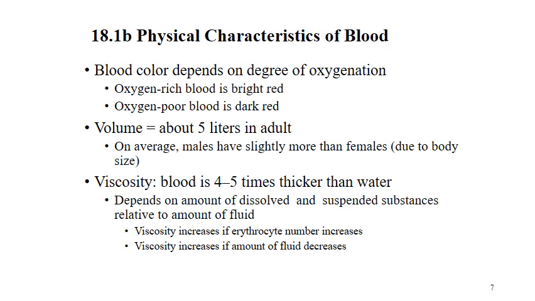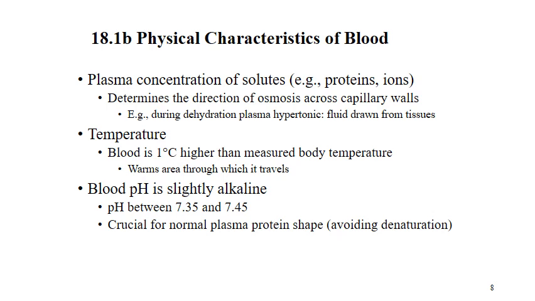And then viscosity. So blood is about 4 to 5 times thicker than water. So viscosity just means how thick the fluid is. And it depends on the amount of dissolved and suspended substances relative to the amount of fluid. So viscosity is going to increase if your erythrocyte number increases. So if your red blood cell count increases. And it's also going to increase if the amount of fluid, of course, your plasma, decreases.